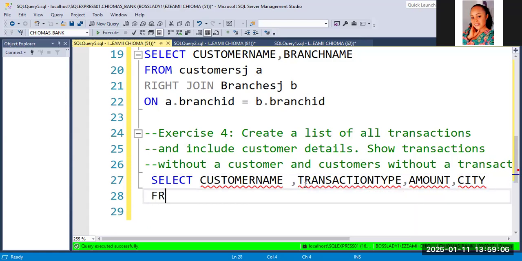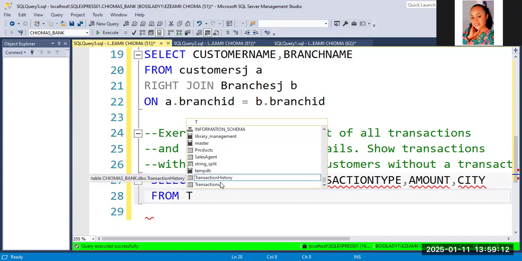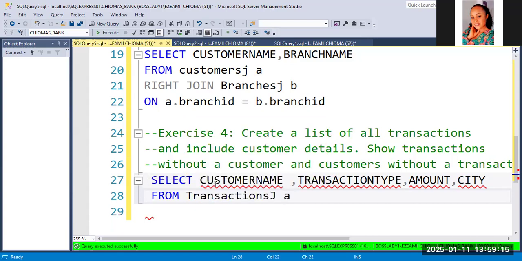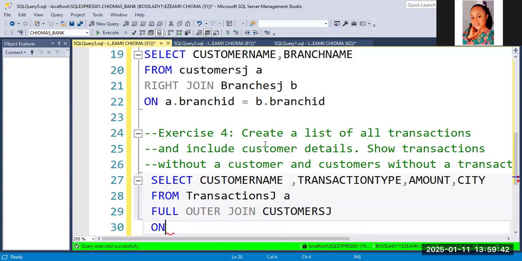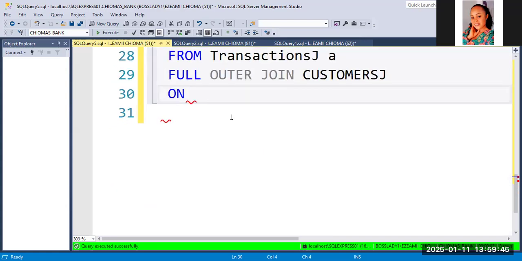Okay. So from our transaction table, alias as A, full outer join to our customer table, customers J. On what are we joining on? So let's join on.